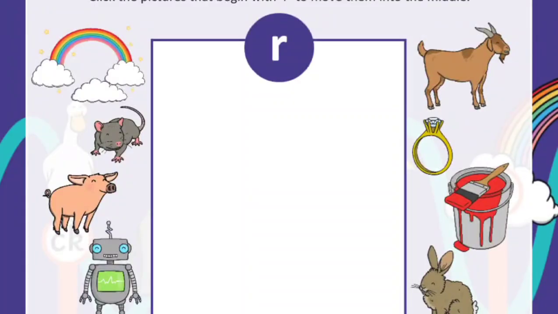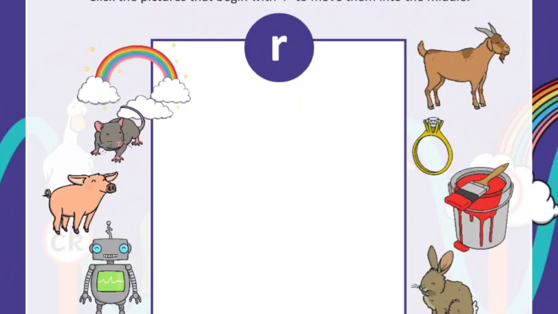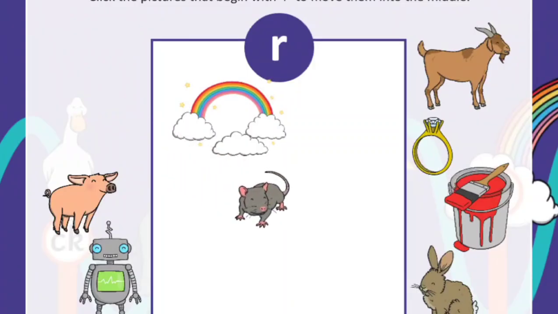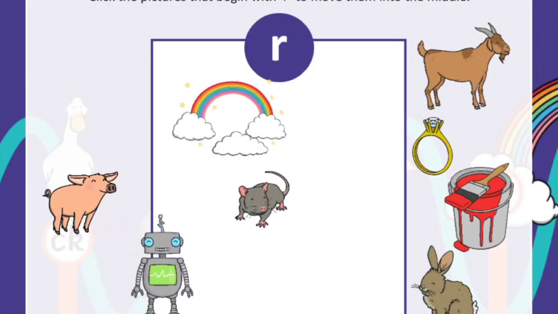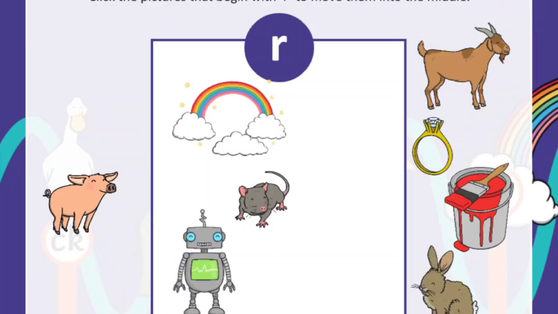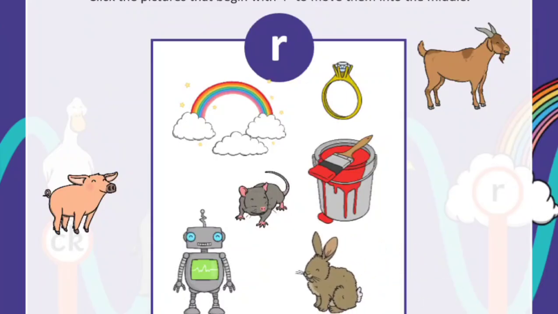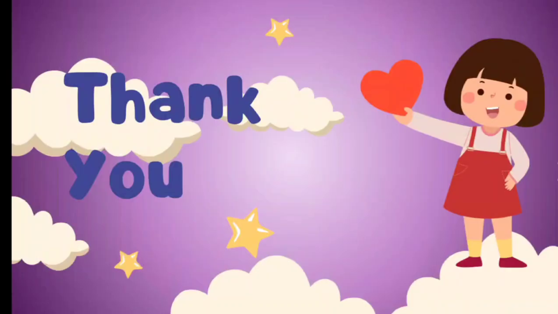Click the pictures that begin with the sound. We have rainbow, rat, robot, ring, red, rabbit. And this is the end of our video.